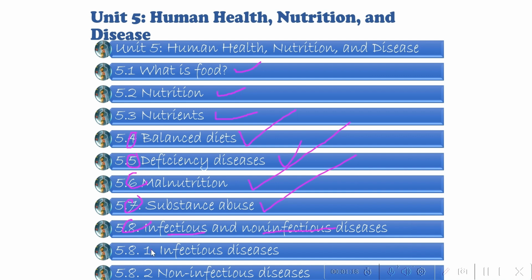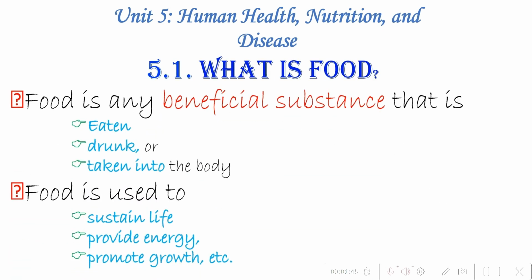In this point, at 5.8.1, we'll talk about infectious disease. At 5.8.2, non-infectious disease. So we'll treat 5.8 in two ways. One, infectious disease. The second, what? Non-infectious disease. This is the general frame of Unit 5. So we'll see in detail the points one by one. The first, what is food?